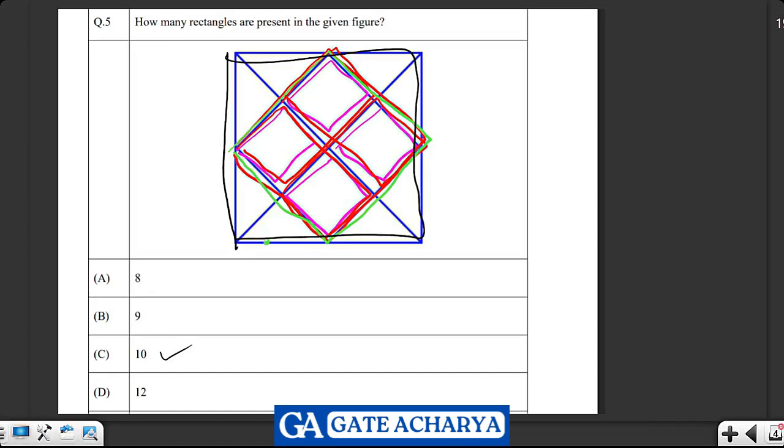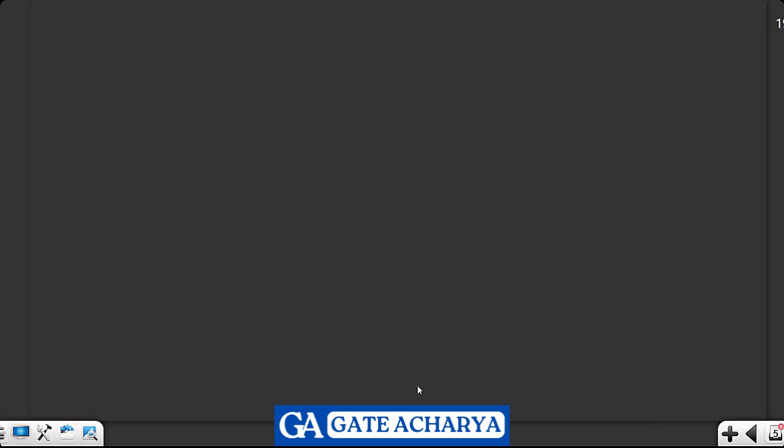Remember, luckily I can use my pen to draw this, but in the GATE paper you have to count it out properly. So better you try to roughly draw it on a piece of paper, and from there you come to an idea. Okay, then. So that's it. Let's go for the next question.